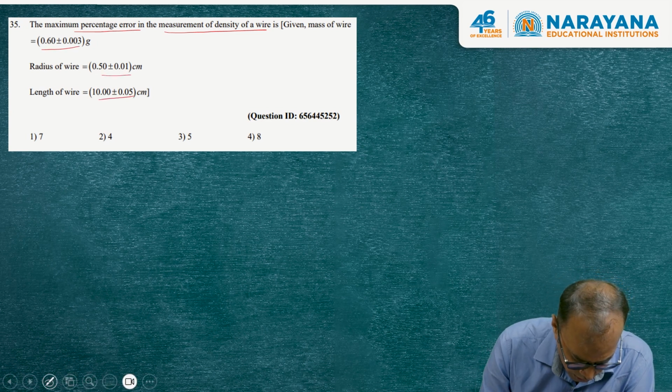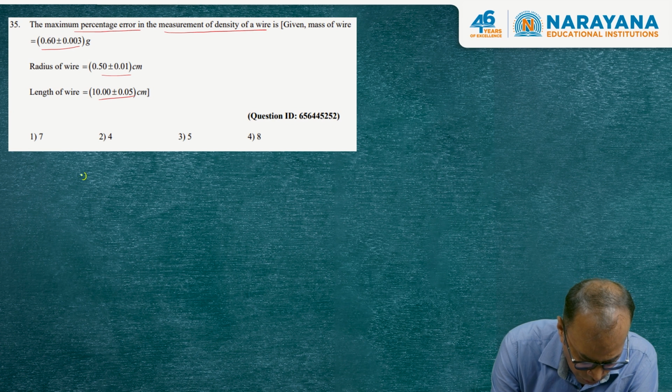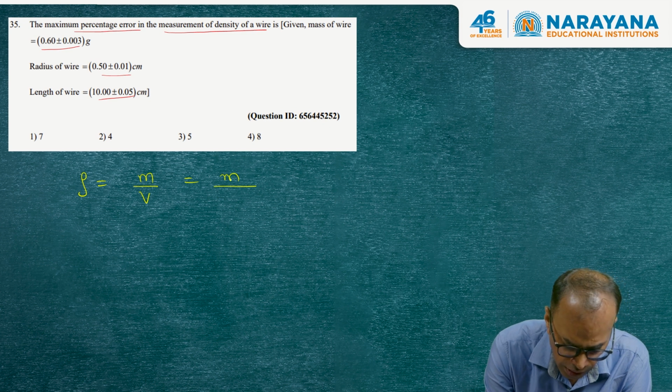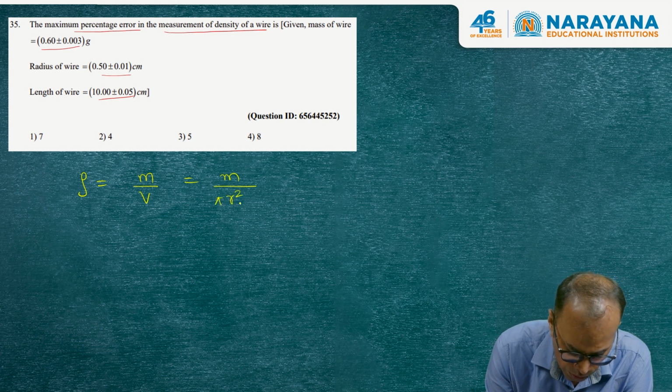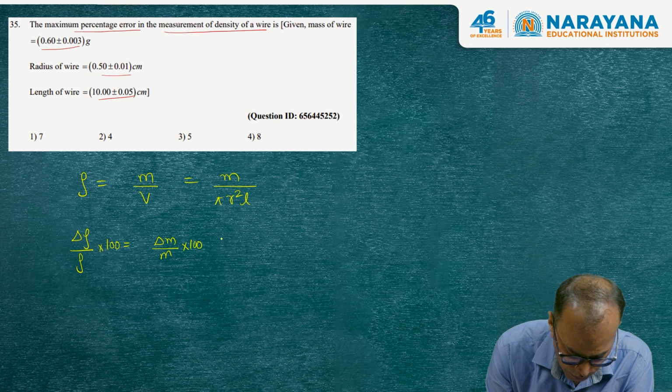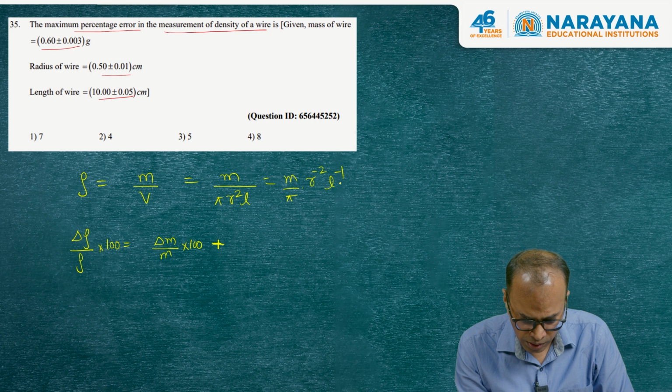So density, let's write a formula for density first. Density is mass upon volume, and volume, for a wire, means cylinder, pi r squared L. So delta rho by rho times 100, the percentage error, will be delta m by m times 100, plus, be careful to put a plus sign, although it is r raised to power minus 2, m by pi into r raised to power minus 2, L raised to power minus 1. So this might be a source of error.